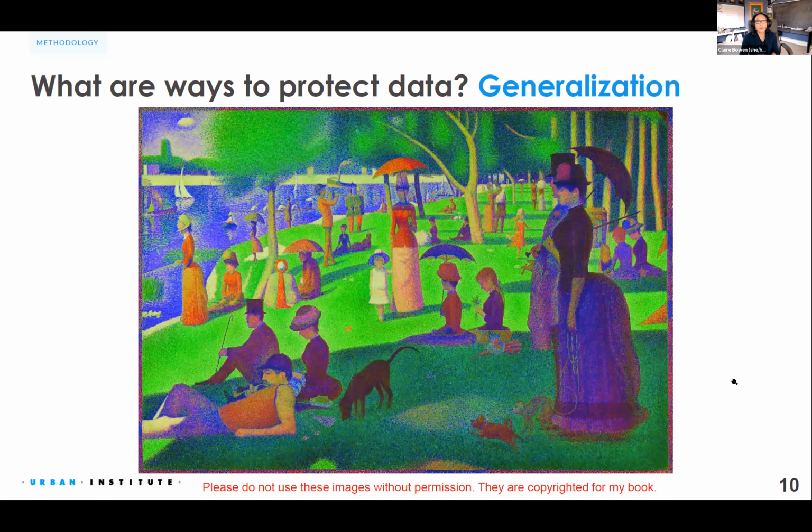Another one is generalization, where you categorize people into different groups. You see that often with age. Instead of reporting the specific age, you say somebody is between the ages of 30 to 34, 35 to 39, 40 to 44, and so on and so forth. In this example, I picked one color of green, one color of blue, and so on. You still see the painting, but it's a little bit weird.